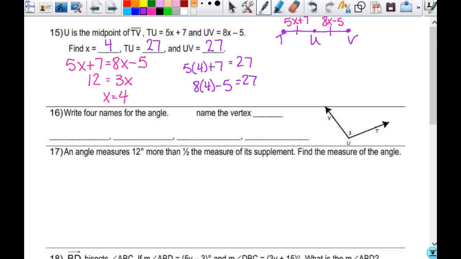Then it says write 4 names for the angle. So the vertex of this angle is U. Remember, every time I name one, I've got to use the angle symbol. So they all start with the angle symbol. I can use the number that's floating on the inside, so it could be angle 3. Since there's only one angle coming off the vertex, I can use the vertex and call it angle U. Or I can call it angle VUT or angle TUV. Those are my options.